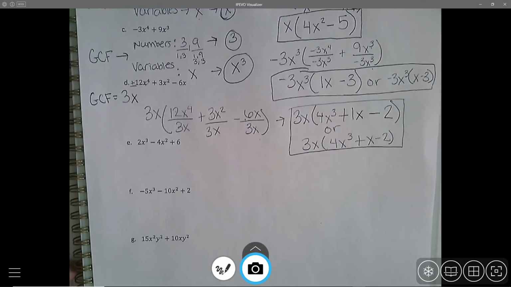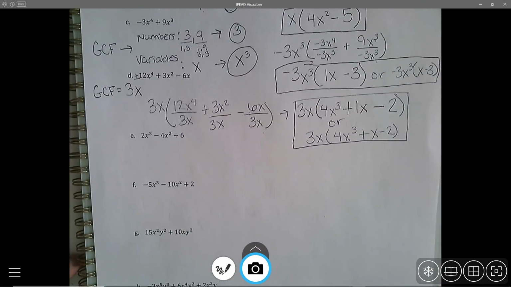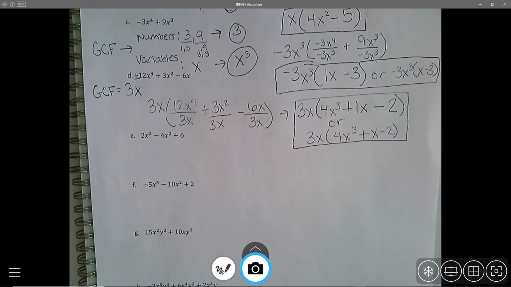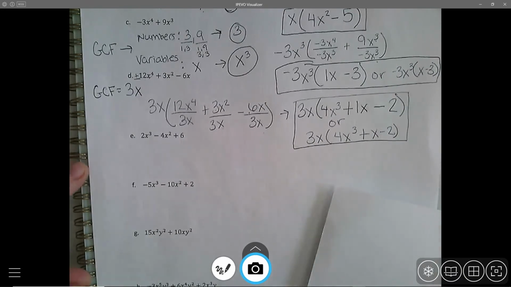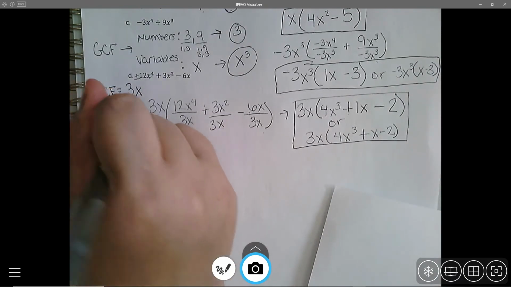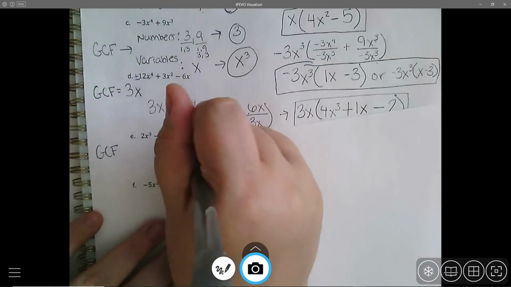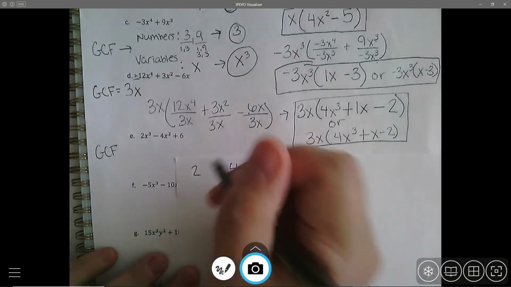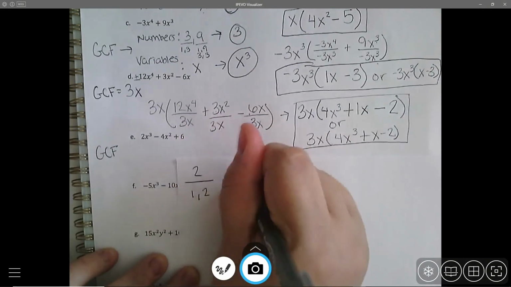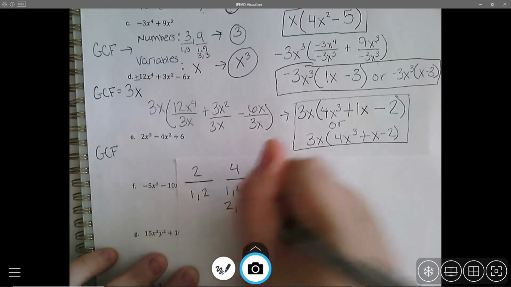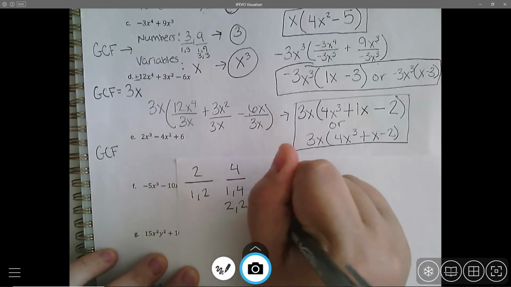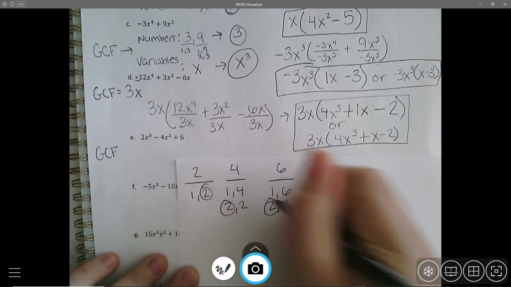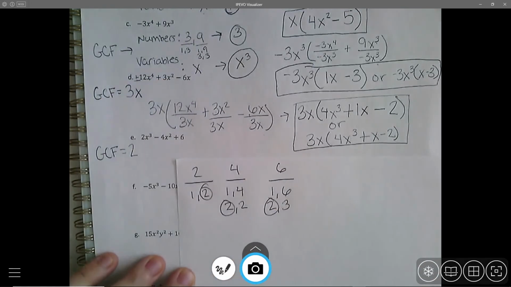Okay, let's go down here to E. If you have to, get another sheet of paper if there's not enough room for steps, to figure out the GCF like we did on the last problem. My numbers are 2, 4, and 6. Factors of 2 are 1 and 2. 4 is 1 and 4, 2 and 2. 6 is 1 and 6, 2 and 3. The biggest number all three of them share is 2. So my GCF includes a 2.